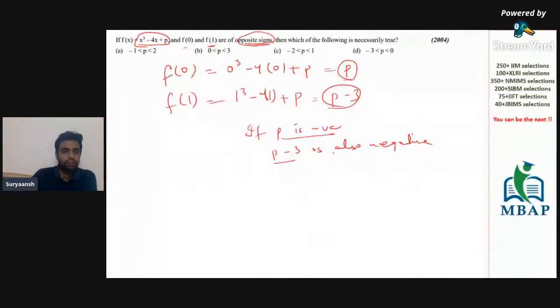So then these are of the same signs. So p cannot be less than 0, right? p cannot be negative. So this option is wrong. We eliminated this option. The next option is basically that p has to be positive. So if p is positive, then p minus 3 has to be negative.